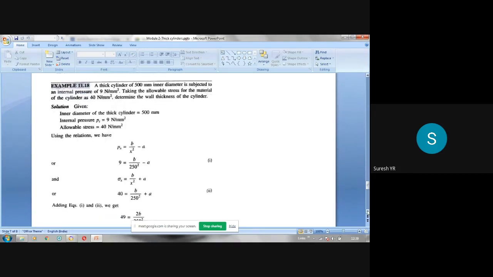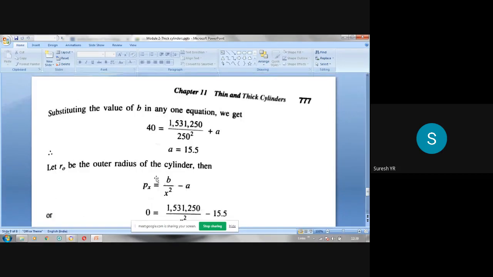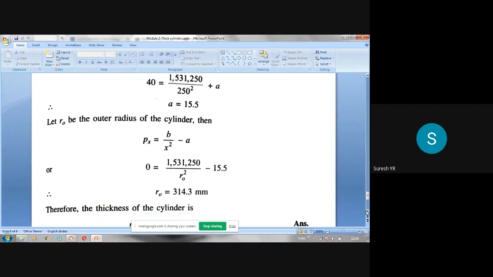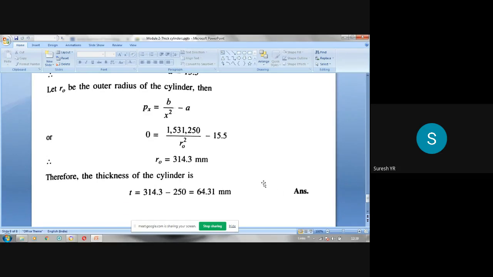Once you get the values of A and B, then you can apply once again Lami's equation at the outer radius. If the pressure is given, you have to take that value, otherwise it is 0. And for the x value, you have to take the outer radius value, which is R0. Solve that, and you will get the R0 value. Then R0 minus Ri gives the value of the thickness of the cylinder. So this is what I wanted to explain to you: two important types of problems in thick cylinders.